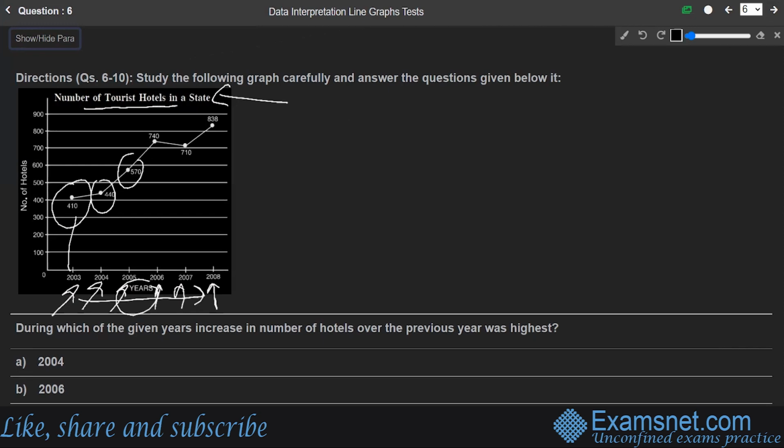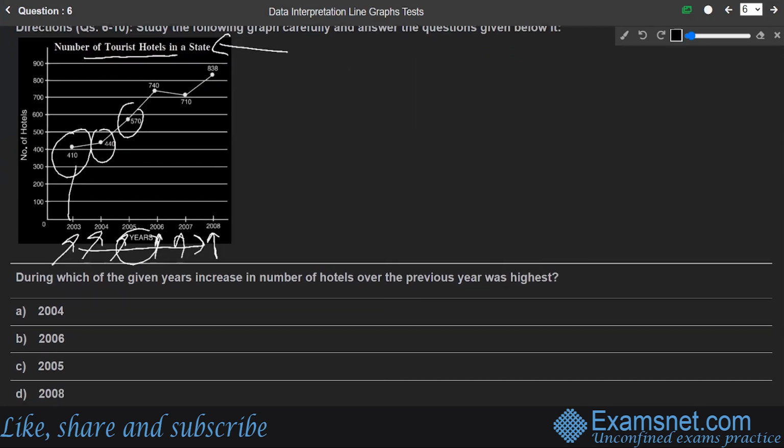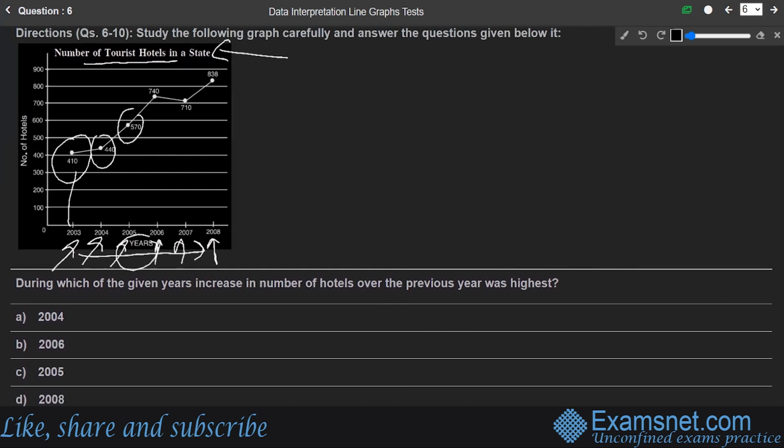Let us see the question. The question says, during which of the given years was the increase in the number of hotels over the previous year highest? So we just have to find out for which particular year the increase has been highest over the previous year. This can be done by subtracting and finding out the increase for each particular year.